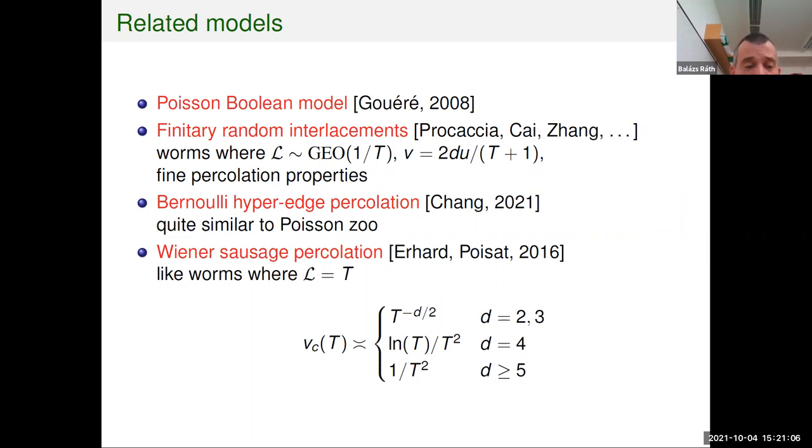Nevertheless, I consider the Wiener sausage model to be a bit harder technically. The techniques are the same, but Erhard and Poisson has to work. So had they chosen worms instead of sausages, their paper would be shorter. But it also means that even in your model, in dimensions 2, 3, 4, you should have a similar kind of thing, that it won't happen. M2 is not good. Well, okay.